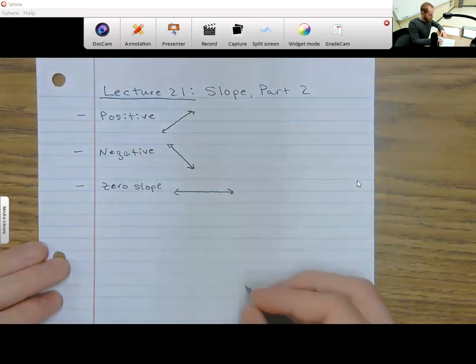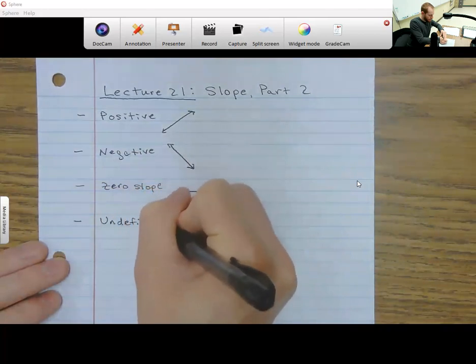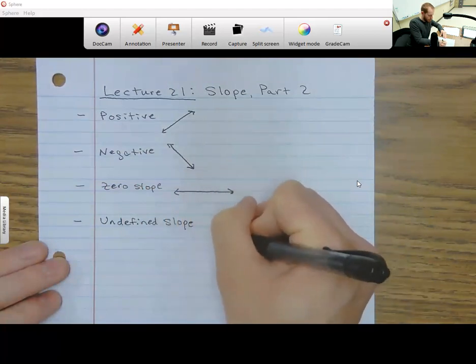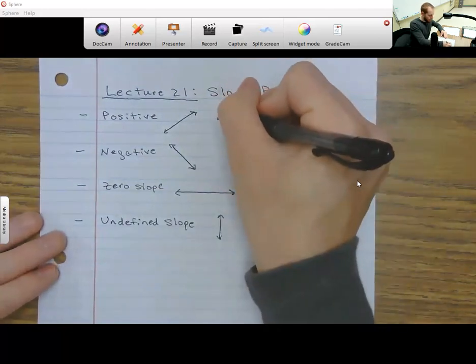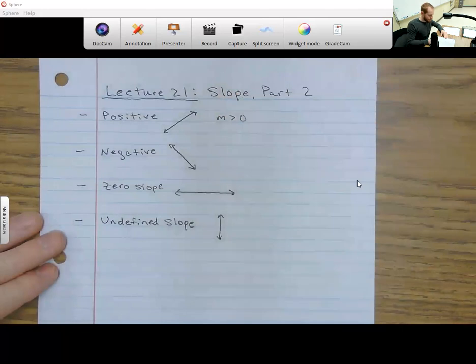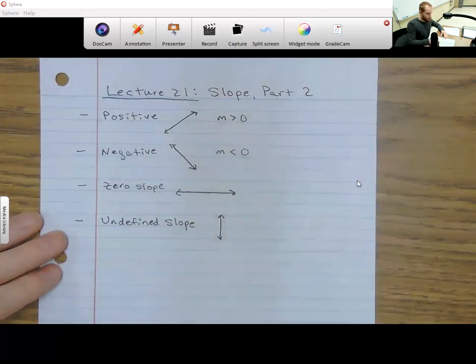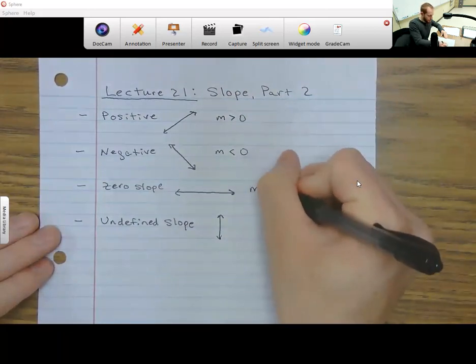And then the last one is undefined slope. Undefined. This would be a vertical line. So it would look like that. Now, typically, when you have a positive slope, that means that your slope is going to be greater than 0. But you could also have your slope being negative, right? In that case, your slope would be less than 0. But if you had a 0 slope, your slope would actually be equal to 0.